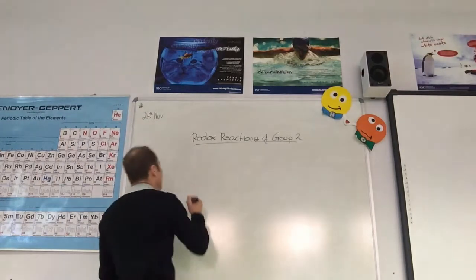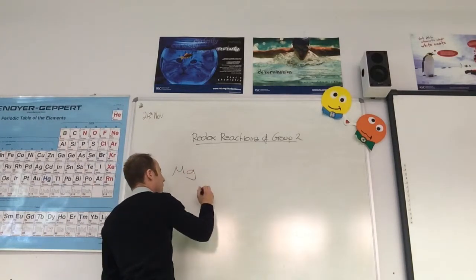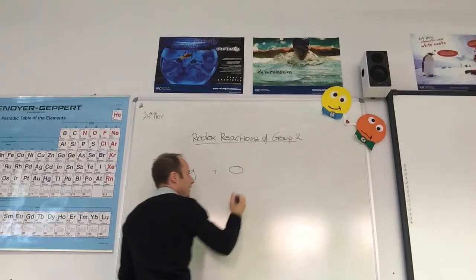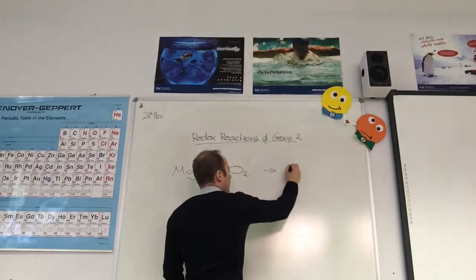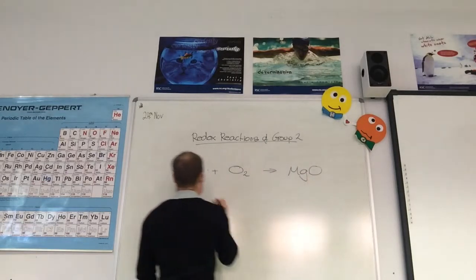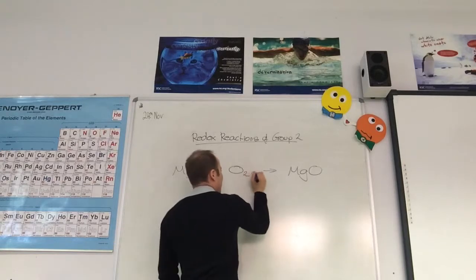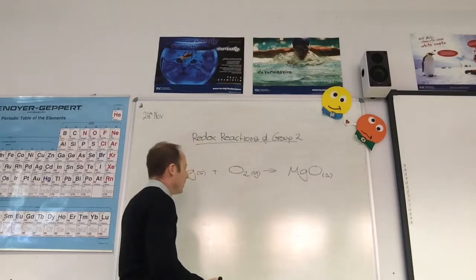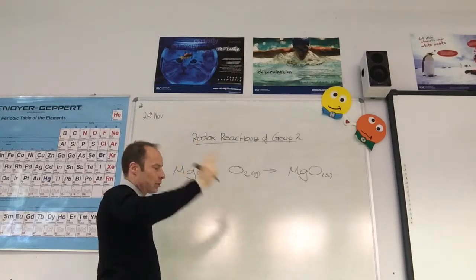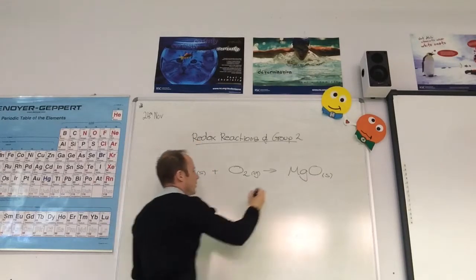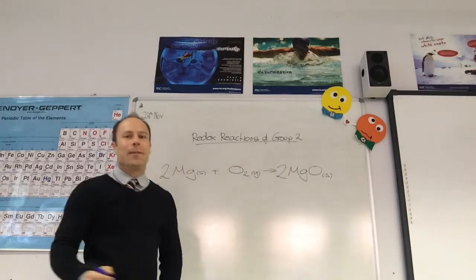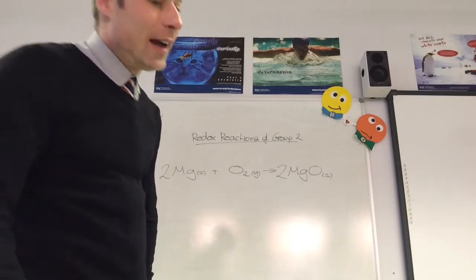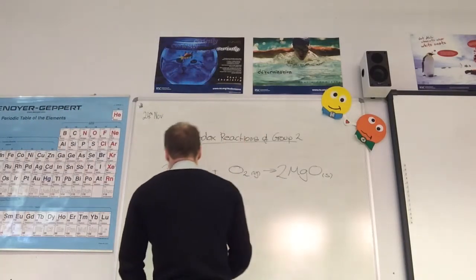This one we've been doing since year 7, probably before. Magnesium plus oxygen, which I always write as O2, goes to magnesium oxide. Magnesium, of course, is a solid. Oxygen is a gas. Magnesium oxide is a solid. Got to balance it. Probably the easiest thing to do is to just put a couple of 2s there. And they always burn.